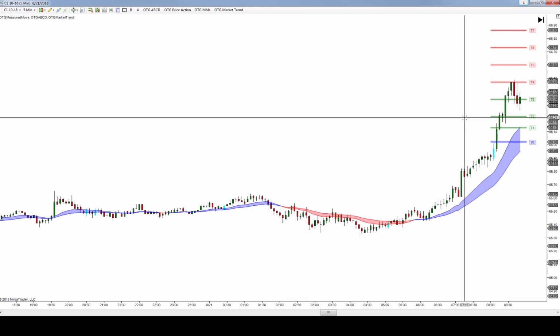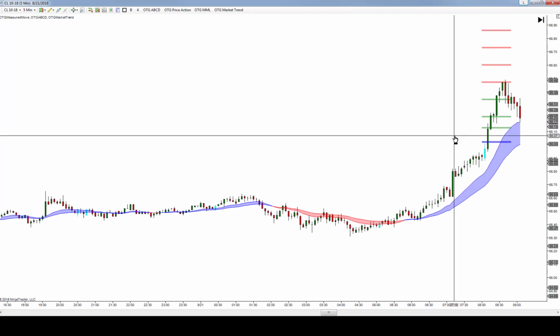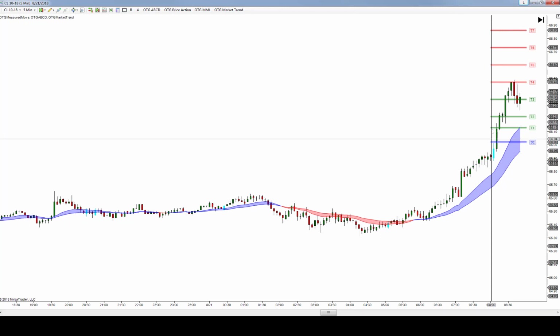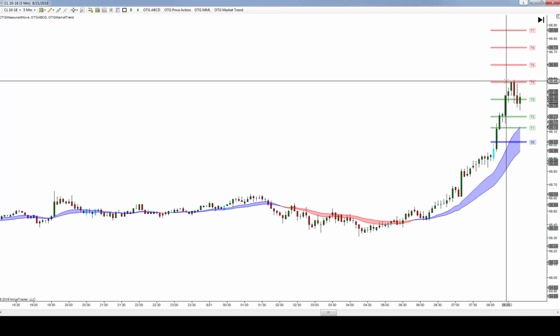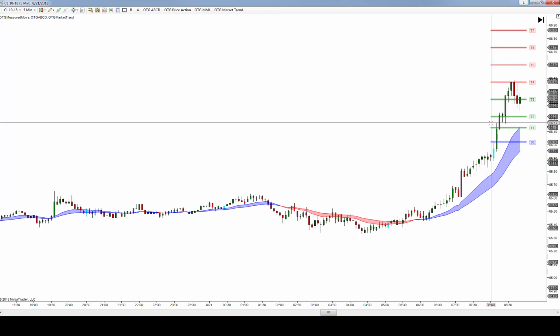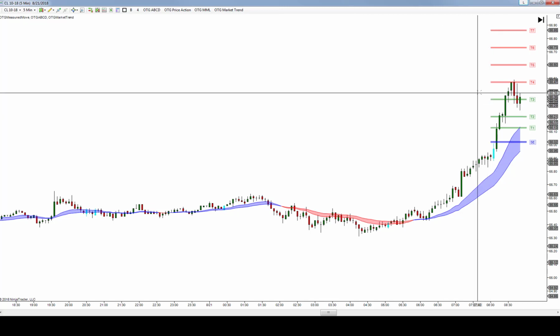In this case, the market rallies all the way up into target number 4 from that entry, which was 66.02, up to that target 4 at 66.47. That would be 45 ticks. So if you had a 10 tick stop, that would give you almost a 5-to-1 risk reward ratio. And so that gives you an idea, right?